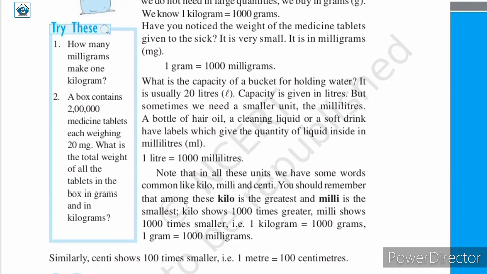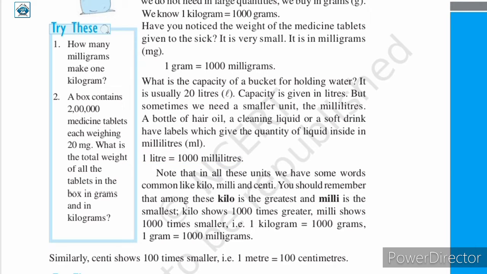Consider the capacity of a bucket for holding water. It is usually written in liters. So consider the capacity of a bucket is 20 liters. That is, this particular bucket can hold 20 liters of water. So capacity is given in liters. But sometimes we need a smaller unit like milliliters. For example, a bottle of hair oil or a cleaning liquid or even a soft drink. They have labels which give the quantity of liquid inside it in milliliters, which is a smaller quantity. Here 1 liter is equal to 1000 milliliters.